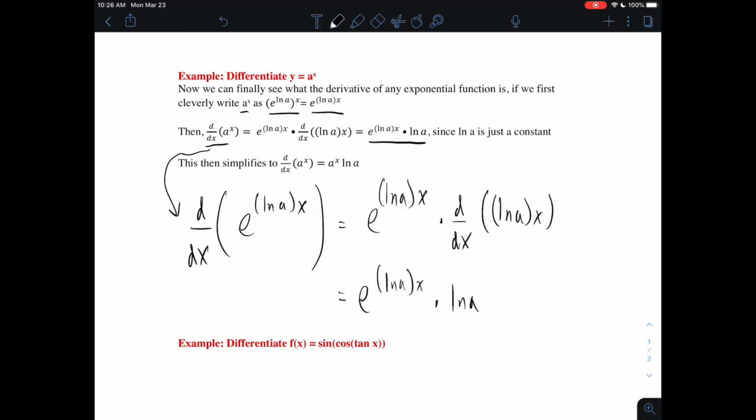And then we can just simplify this because e to the natural log a, we already said, was a before. So the first part of what I have written there is just a to the x. So now what we see is that the derivative of a to the x, any exponential function, is just a to the x times the natural log of a. So whatever the base is, it's the base to the x power times the natural log of that base. And here you can see this works for base e, because the natural log of e is just 1. The derivative of e to the x is just e to the x times 1, or e to the x.